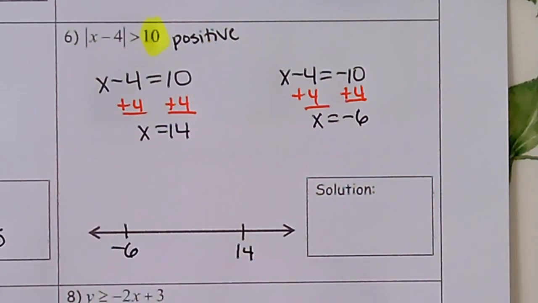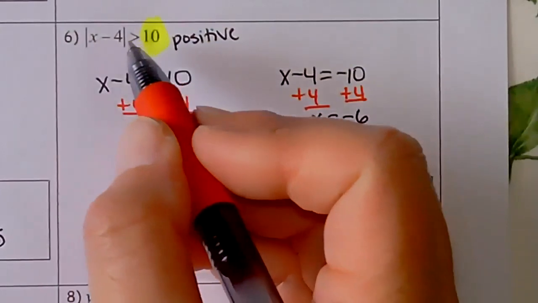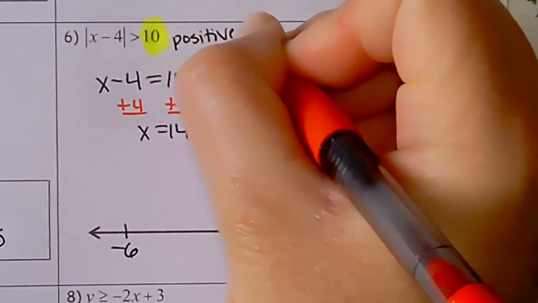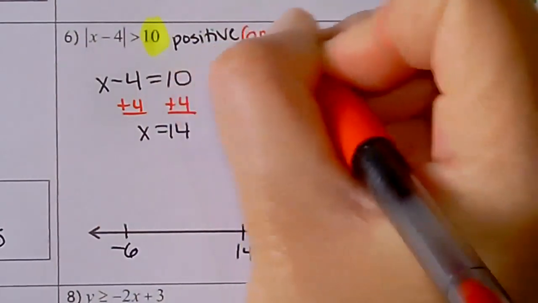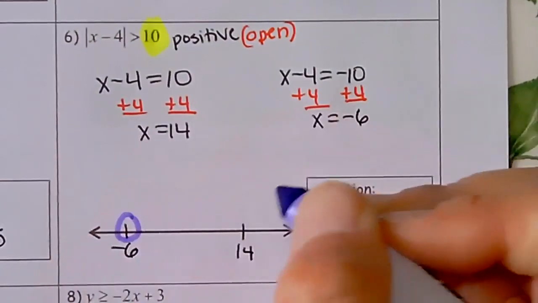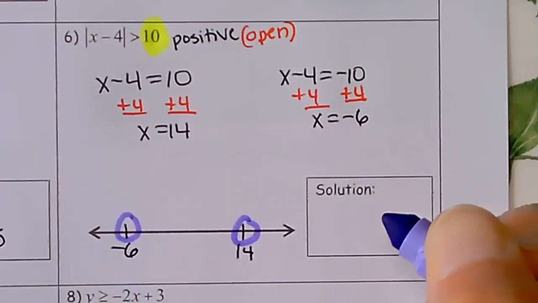Now we also need to decide if this is open or closed. Because it does not have the equal underneath, I know it's going to be open. Okay, so I'm going to have open circles here. Negative 6 is not an answer, 14 is not an answer.